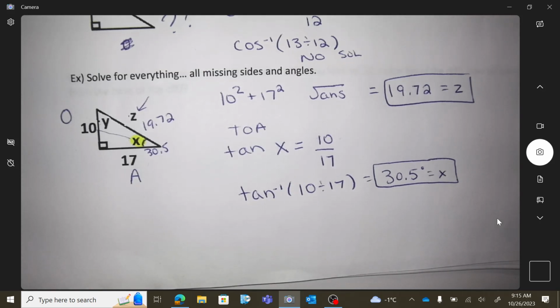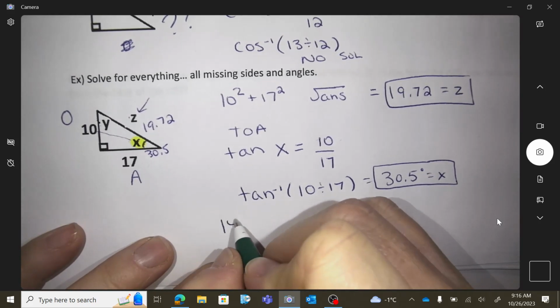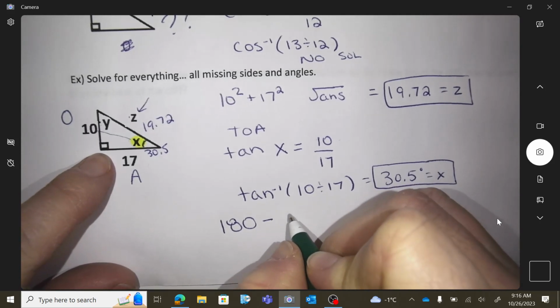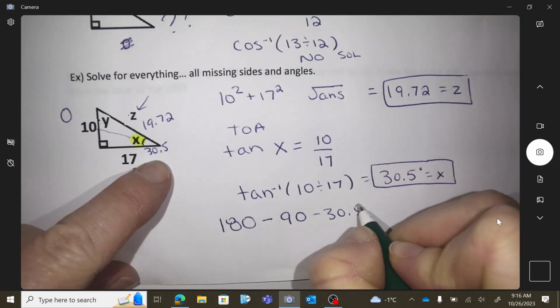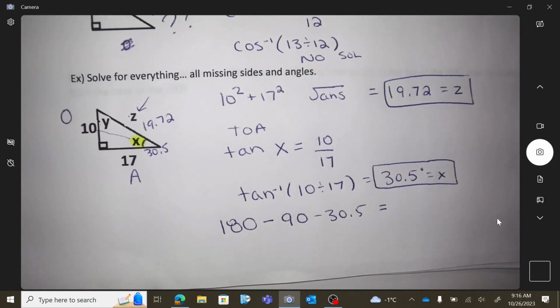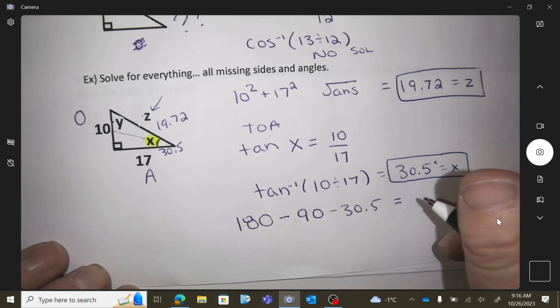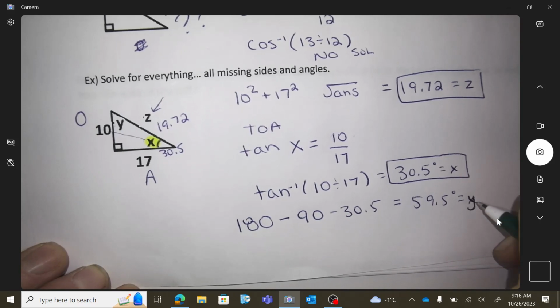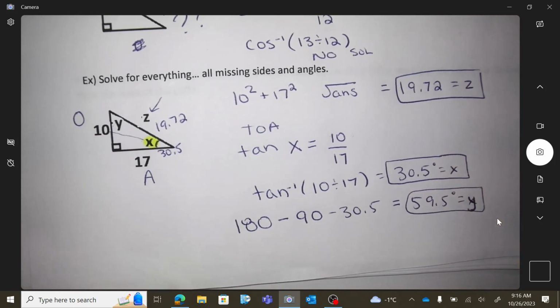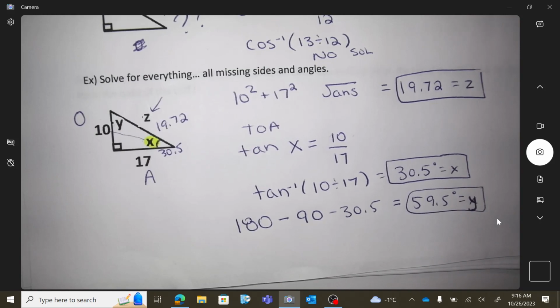Because you're adding them all up to what in a triangle? 180. So 180, if I minus 90 from that corner and I minus that corner, I should figure out what's left to go, right? Does that make sense? And again, you could have used SOHCAHTOA stuff to get the y, but if you can use the 180, it's probably faster, right?